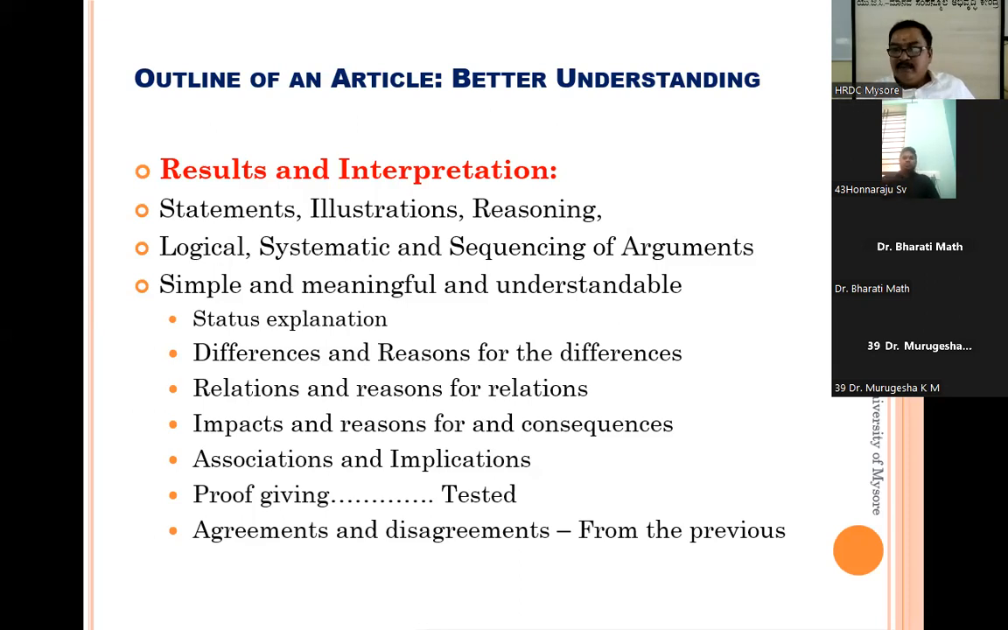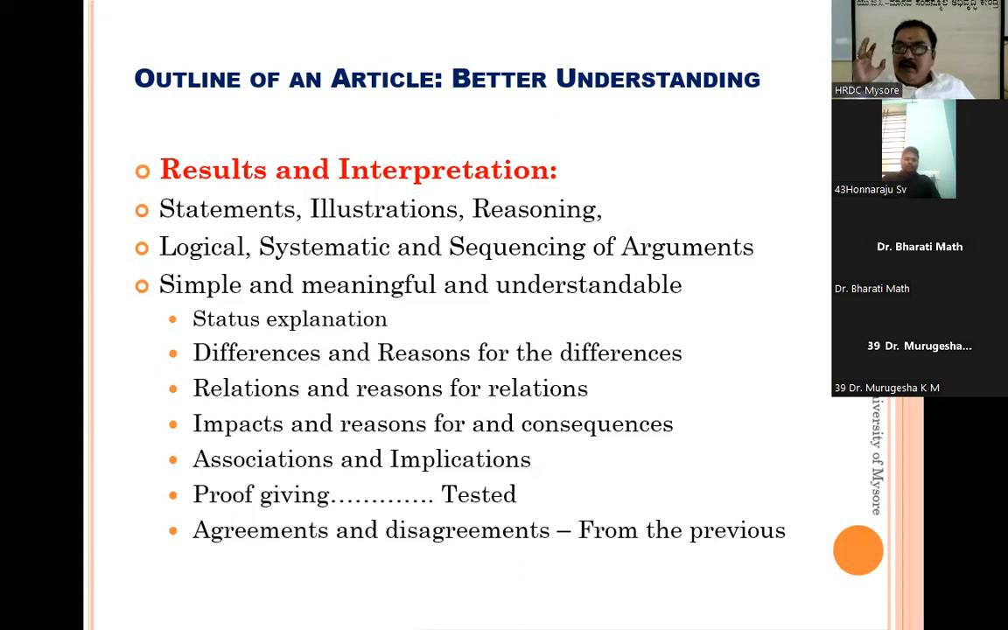You are just stating, but you are not providing any proof for that. If you want to justify your things, you should not just write statements. You have to write in the illustration form with reasoning, with logical background and systematic sequencing of arguments. Arguments are a kind of differences, a kind of relations, a kind of influence of one thing on the other. So these are the three different possibilities.